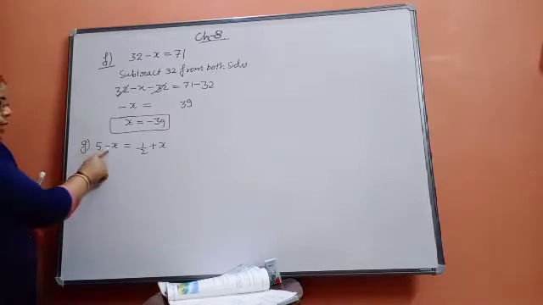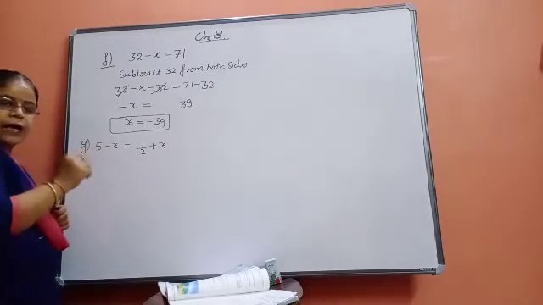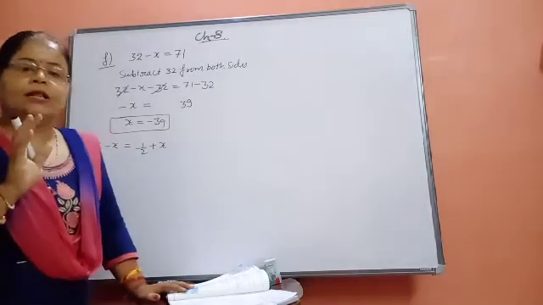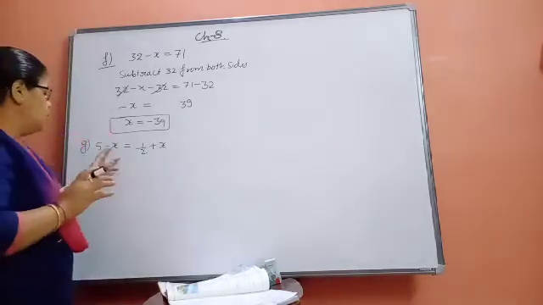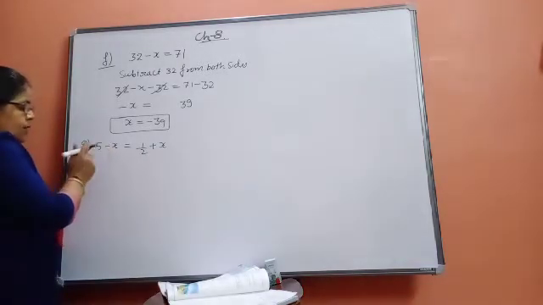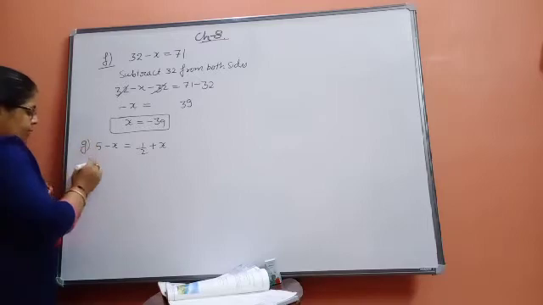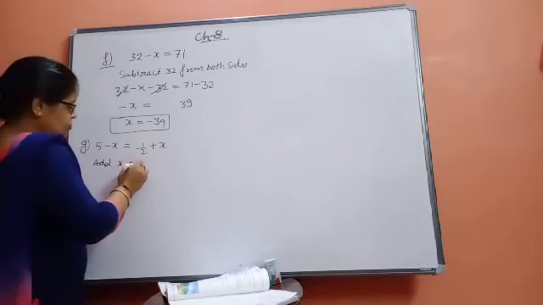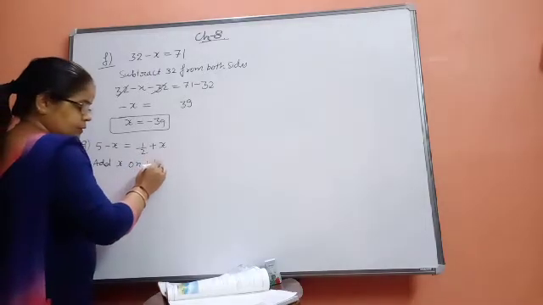So here it is minus x. The same operation as in the arithmetic part we are doing, the same operation we will do in the algebraic part also. So I don't want x here, and here minus x is there. So what can I do? Add x on both sides.